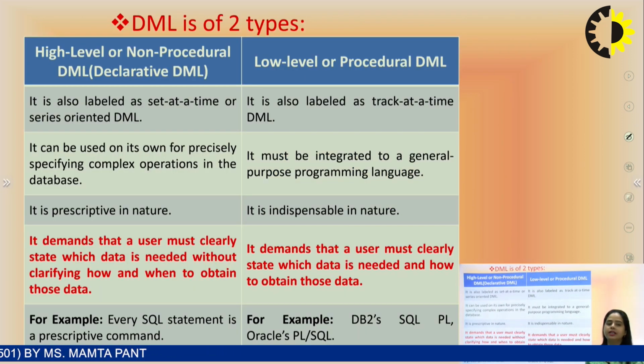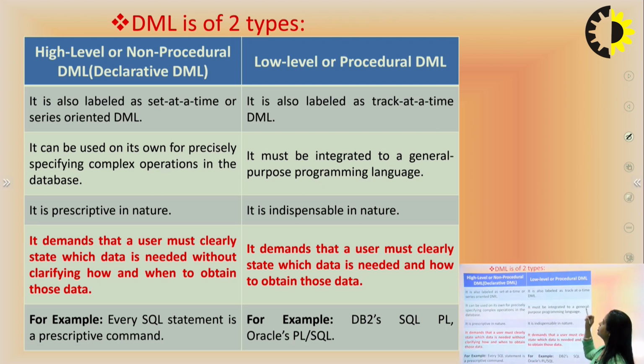Data manipulation language is of two types. One is procedural, the other is non-procedural. In a procedural language, we need to tell what data we want to fetch and how to fetch that data. So this language is known as procedural, where we need to tell the procedure. And in non-procedural, I just tell what data I want without telling how to get the data.